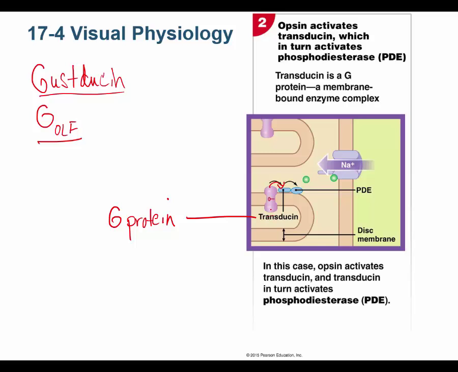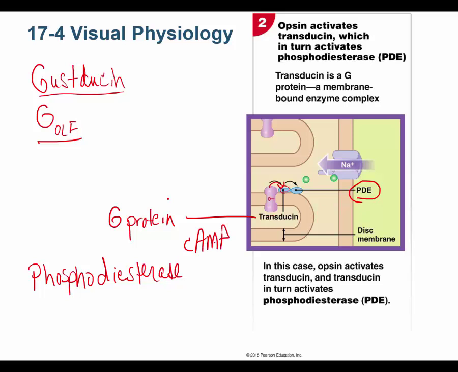So opsin and 11-trans retinal activate transducin. Transducin activates an enzyme called PDE, or phosphodiesterase. Now here's what you probably, hopefully remember. Phosphodiesterase breaks down cyclic AMP. Phosphodiesterase takes cyclic AMP, a second messenger, and converts it to AMP. It's not a second messenger when it's AMP; it's inactive. So what the transducin does is activate phosphodiesterase, which is going to break down cyclic AMP.